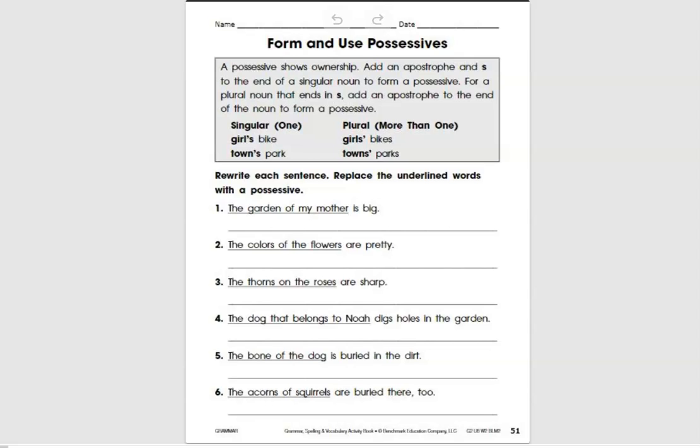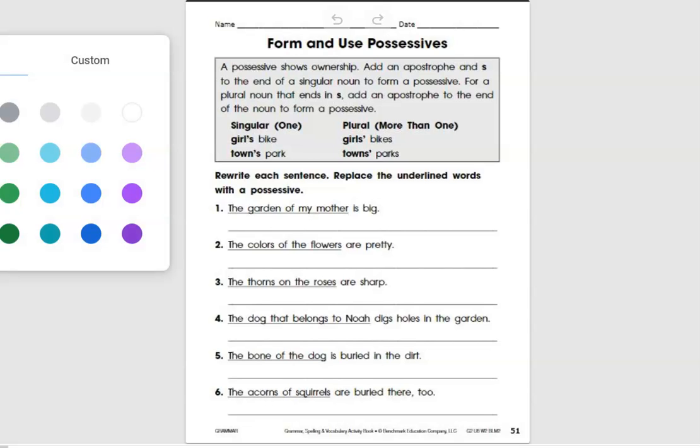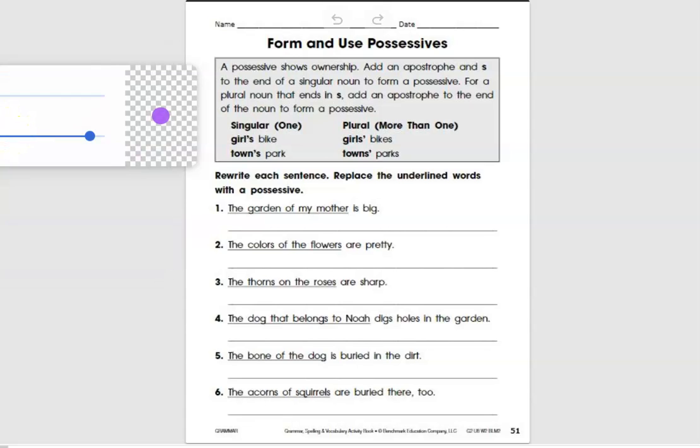So I'm going to write for you today. Let me get my colors ready to go for you. You're going to write in complete sentences. So look at number 1. It says here, the garden of my mother is big. How would we say that? My mother's garden, because that's who we're talking about, a garden. Whose garden is it? It's my mother's garden.